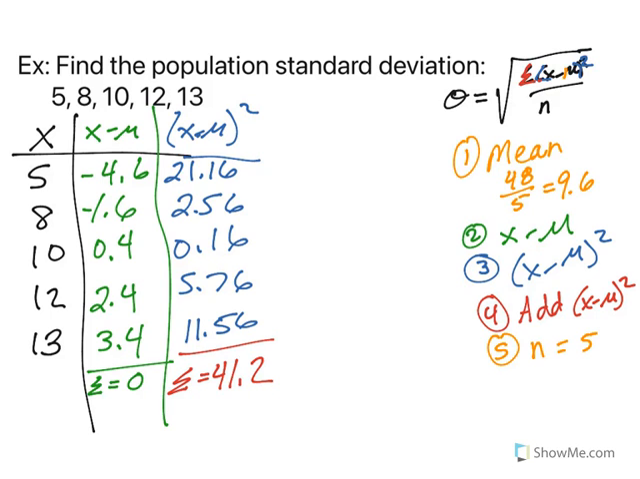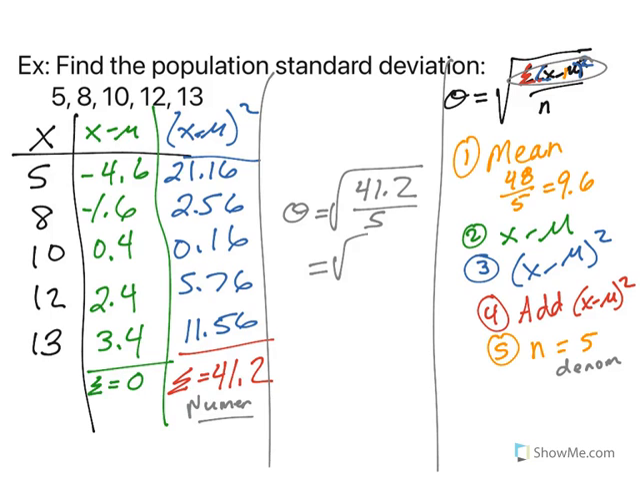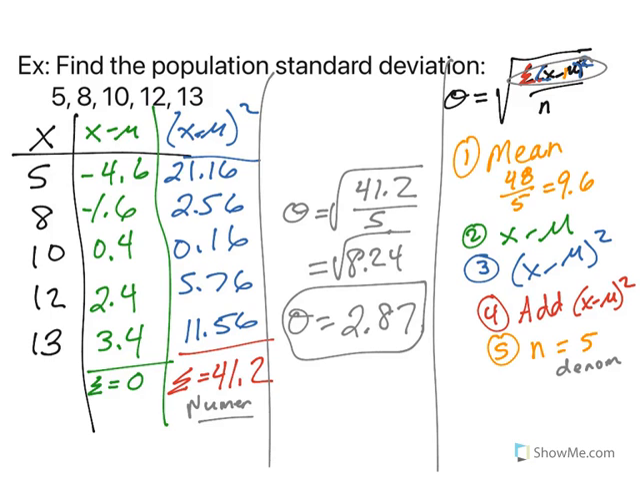Now we're ready to put this into our formula. Sigma equals the square root of 41.2 over 5. The whole summation is the numerator, and the 5 is the denominator. 41.2 divided by 5 gives me 8.24. And then we take the square root of that. So sigma, to the nearest hundredth, is 2.87. Pretty small, right? It means our data is fairly clustered together, which we can see it is.